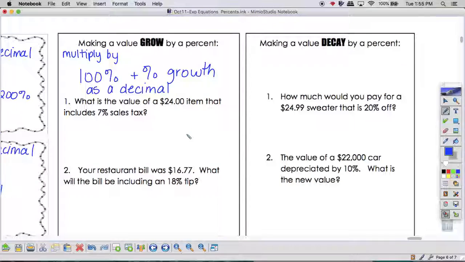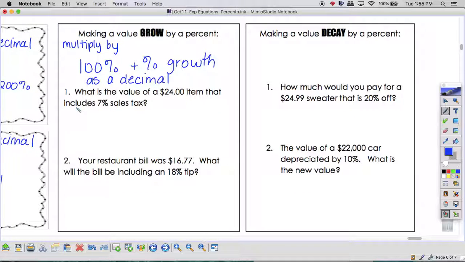Okay, so let's think about what that would be. If I have the $24 and I said I need to multiply by something, I want to keep 100% of this 24 and I want another 7%. So I would take 100% and I would add 7%, because this 100% keeps the $24, the 7% adds another 7%. So this is 107%.